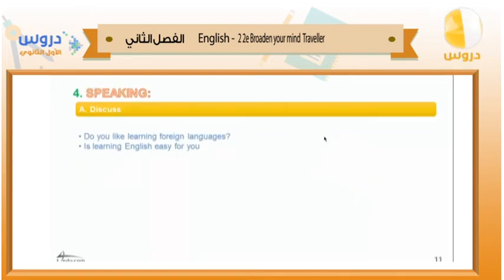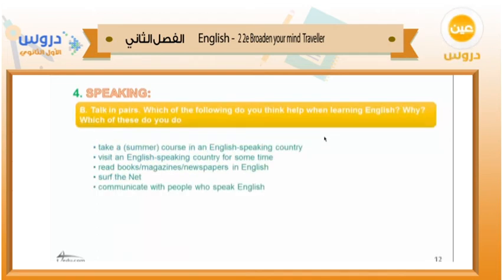Speaking now, discuss. Do you like learning foreign languages? Is learning English easy for you? Nice. Now, B, talking bears. Which of the following do you think help when learning English? Why? Which of these do you do?